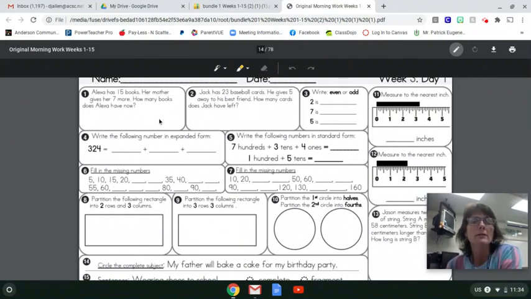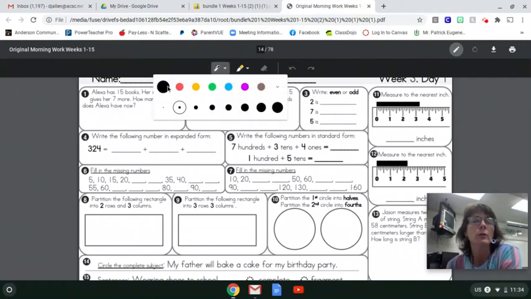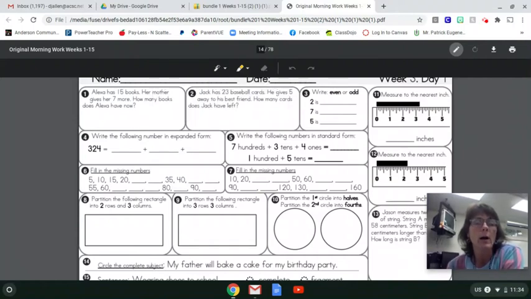The first 2 boxes on this week's morning work are story problems. Let me get my pencil up here. So anytime in 3rd grade we are doing story problems, I want you to read the problem first. Then think about how you can work the problem out, and I want you to always write a number sentence for your problem. So number 1 says, Alexa has 15 books. Her mother gives her 7 more. How many books does Alexa have now?